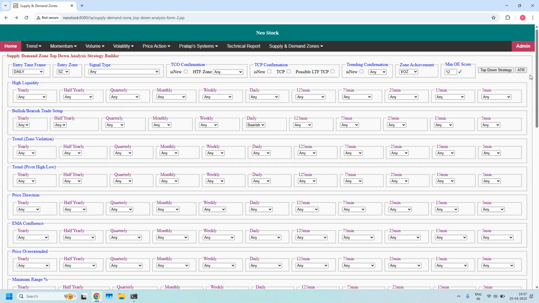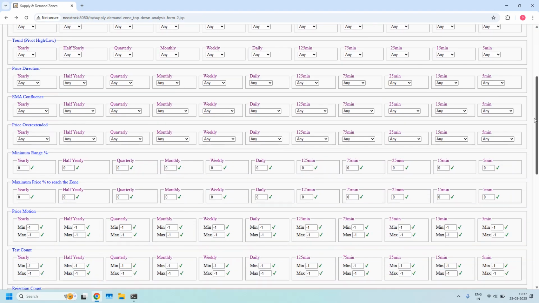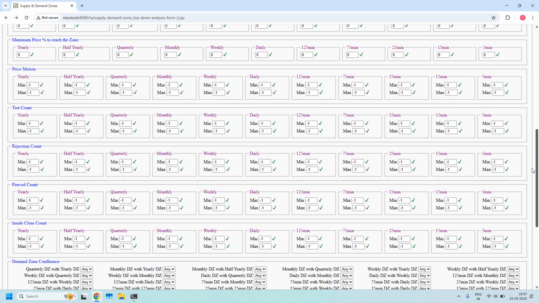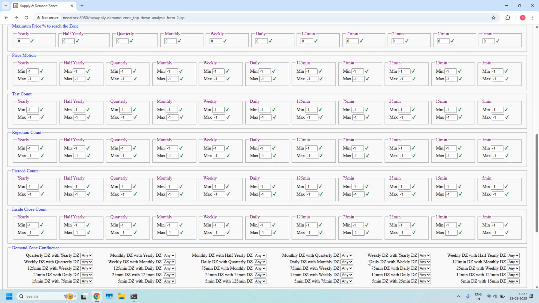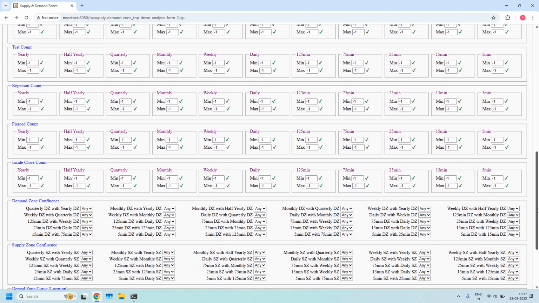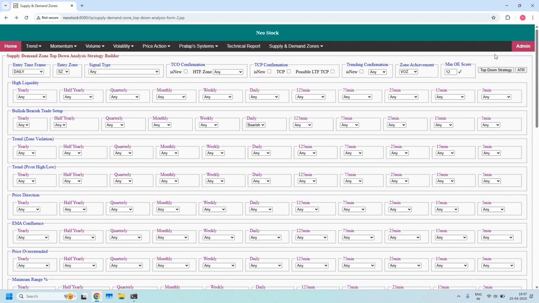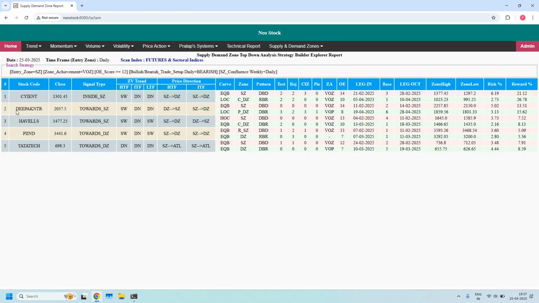First filter is LTF and ITF supply zone confluence. That is a daily and weekly supply zone confluence. Daily and weekly supply zone confluence. I enabled the filter. With this filter, we got 5 stocks. In these 5, these daily supply zones are overlapped with weekly supply zone.